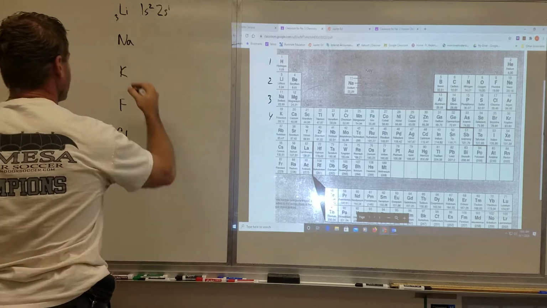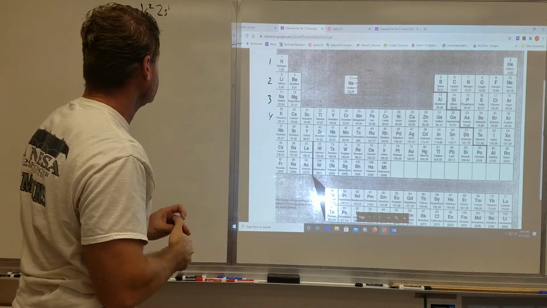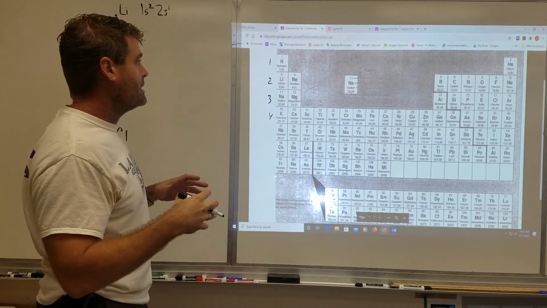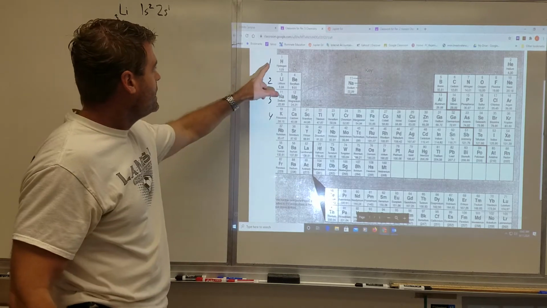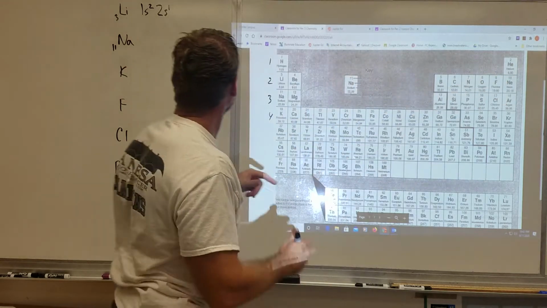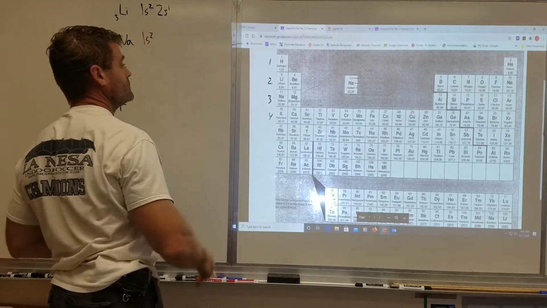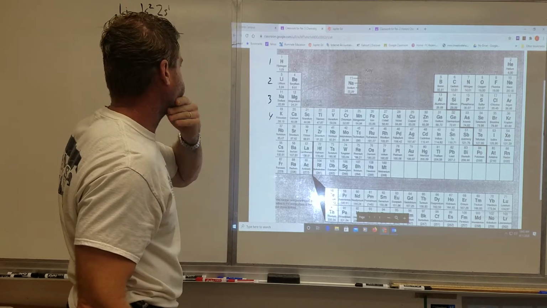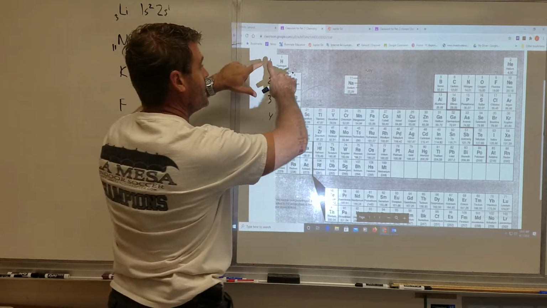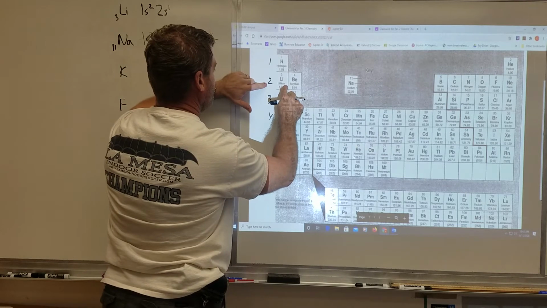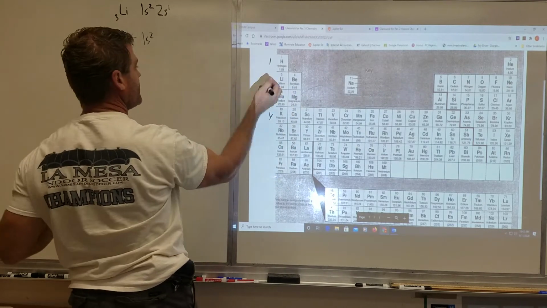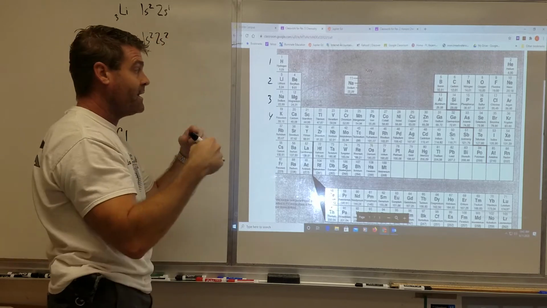Let's do sodium. Sodium has 11 protons, 11 electrons. Remember, all the electrons are going to be in the lower energy levels first, so they all start out the same, right? So it's going to be 1s2, and then 2s2. You guys see we're going all the way down to sodium, so then it's 2s2, because 2 electrons can fit in the 2s orbital as long as they have opposite spins.